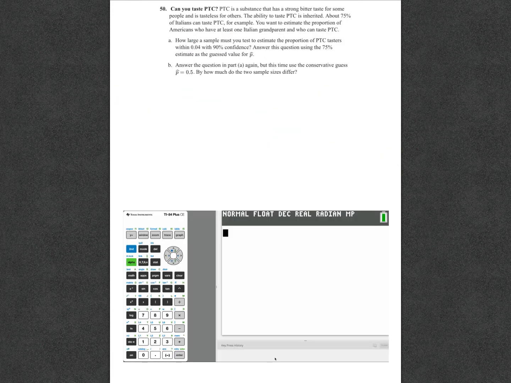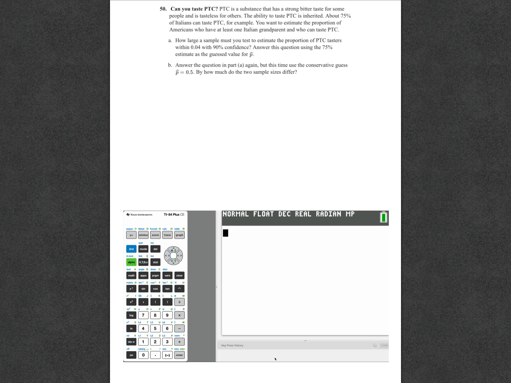Okay, so these last ones are a little different, starting with number 50. I'm going to do both parts of this one. They say, can you taste PTC? PTC is a substance that has a strong bitter taste for some people and is tasteless for others. The ability to taste PTC is inherited. About 75% of Italians can taste PTC, for example. You want to estimate the proportion of Americans who have at least one Italian grandparent and can taste PTC.